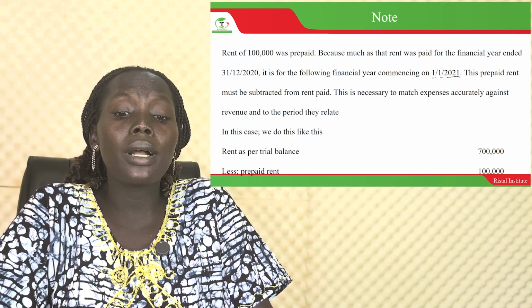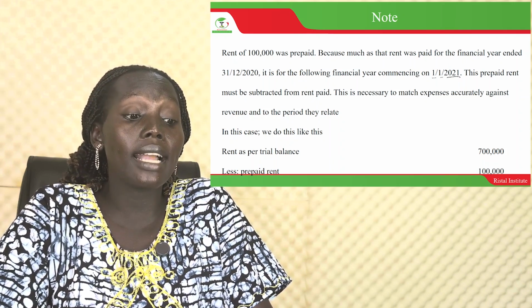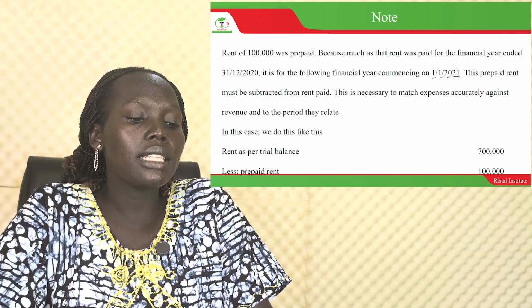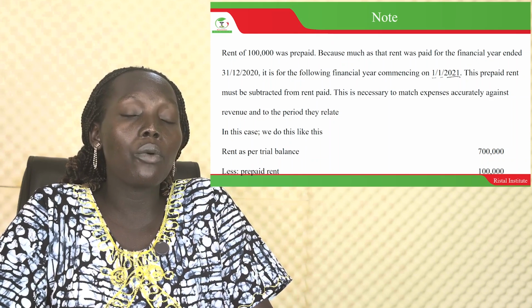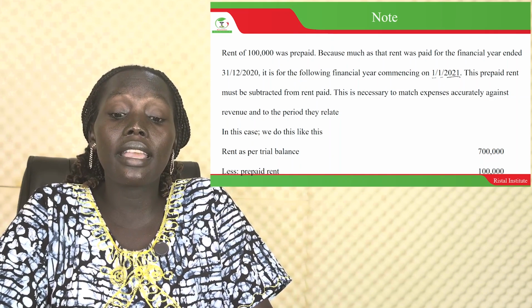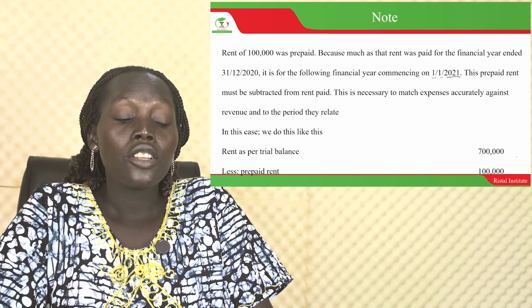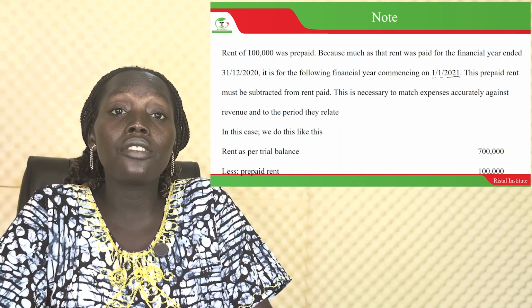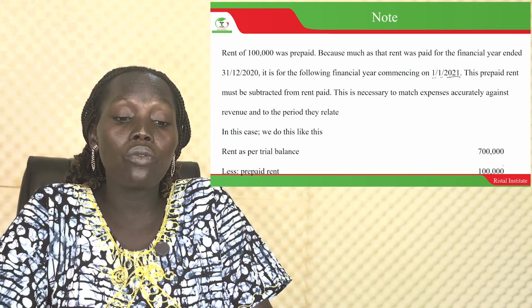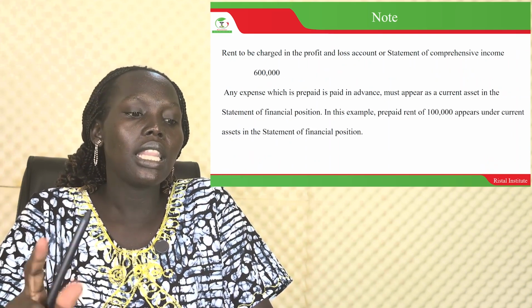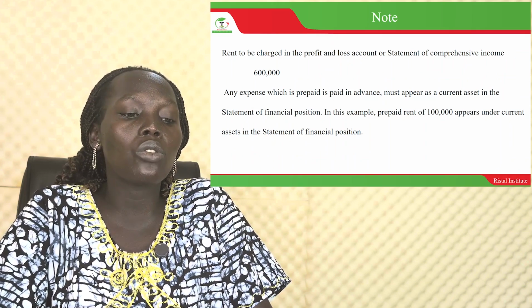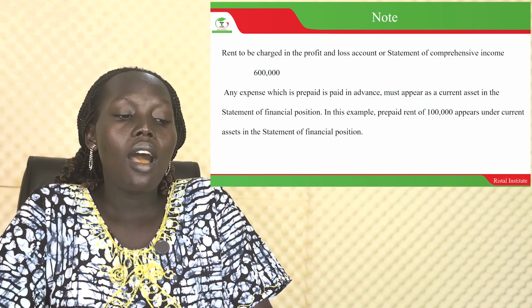So this is necessary to match the expenses accurately against revenue and to the period they relate. So we see that in this case, we have the rent as per trial balance. The rent in the trial balance, they gave us as 700. So we shall subtract the prepaid rent, the 100, and we shall get 600. So this 600 is the one that we shall take to the profit or loss account.